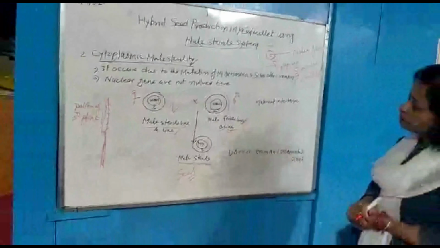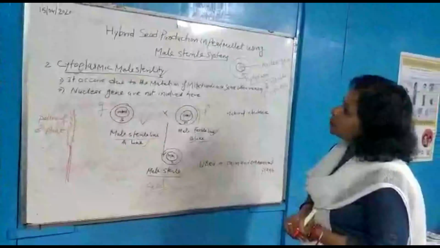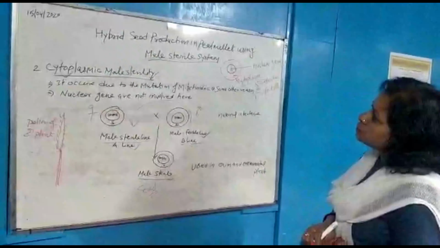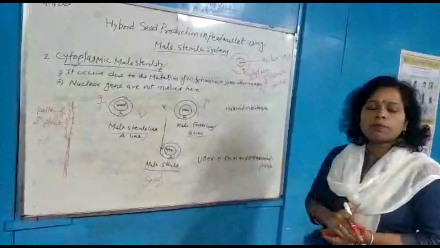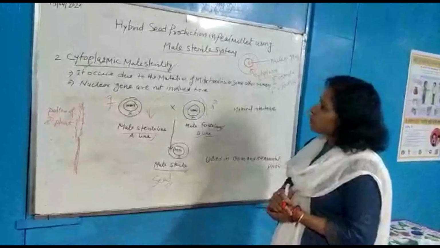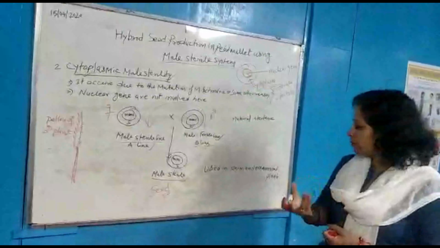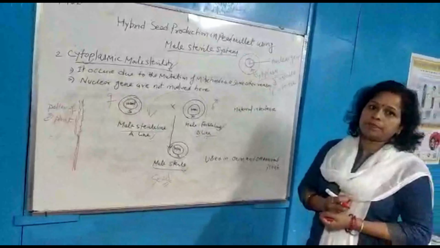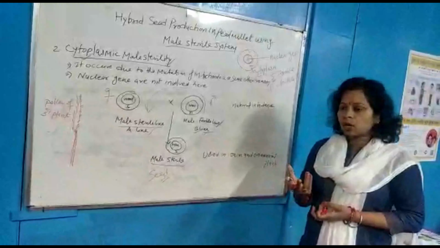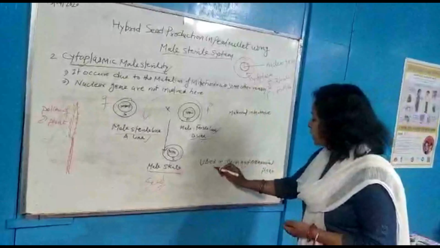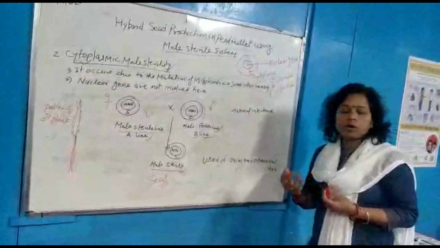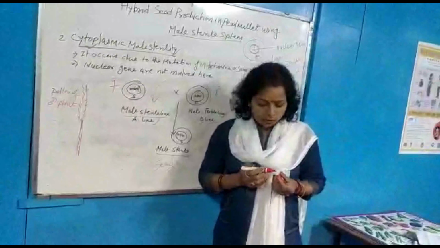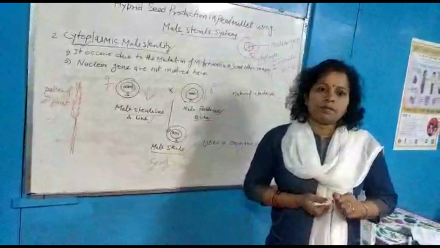And this type of cytoplasmic male sterility is not used in seed crops, where the seed is the economic part. It is only used in crops where the vegetative parts are the economic part, such as in the case of onion and ornamental plants, where we only use the vegetative part for hybridization purposes.